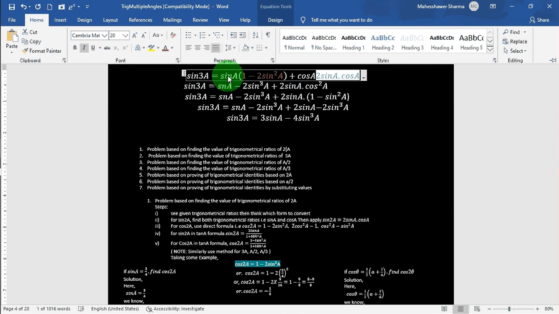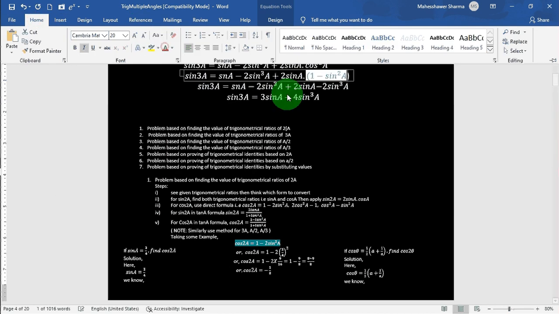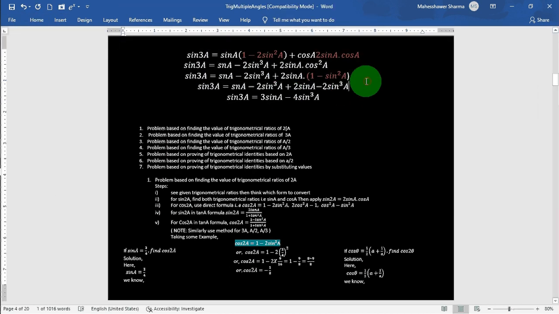So here, after opening the bracket, we will get this term, and in the same way here also, by multiplication we will get this term. So we'll convert this cos square A into the form of sine, because all we have to write is in the form of sine. So this we have written in sine format, 1 minus sine square A.